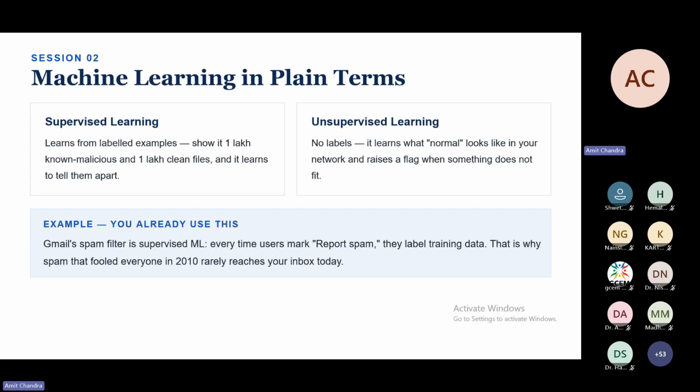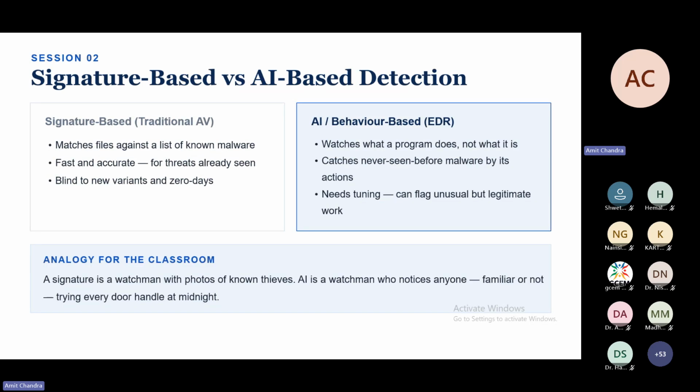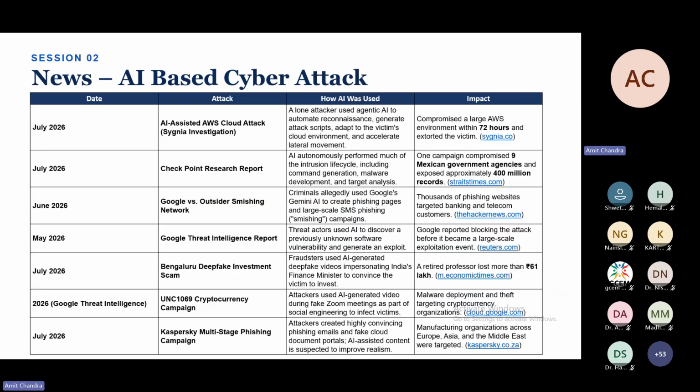Now, how the machine learns in plain terms is basically self-explanatory, so I'm not going to go into the detail of that. Okay, signature based versus AI based detection, I have already covered this in my previous slides. Now let's look at some of the AI based cyber attacks which happened in July 2026.